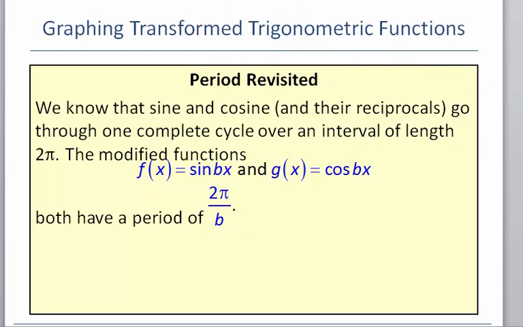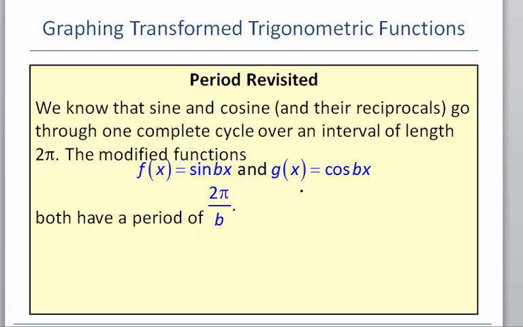Okay, so our textbook tells us that we know that the sine and the cosine and also their reciprocals go through one complete cycle over an interval of length 2 pi. So that's what we just looked at. We know that the graph completes a cycle within a distance of 2 pi. Now, it goes on to say that if the functions are changed so that instead of having an x, you have a number in front of that x, and they're going to call that number b, then the period changes as well to 2 pi divided by b. All right, so we want to keep that in mind.